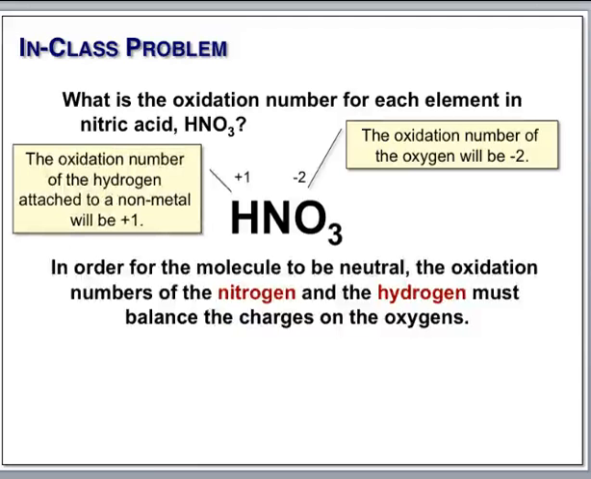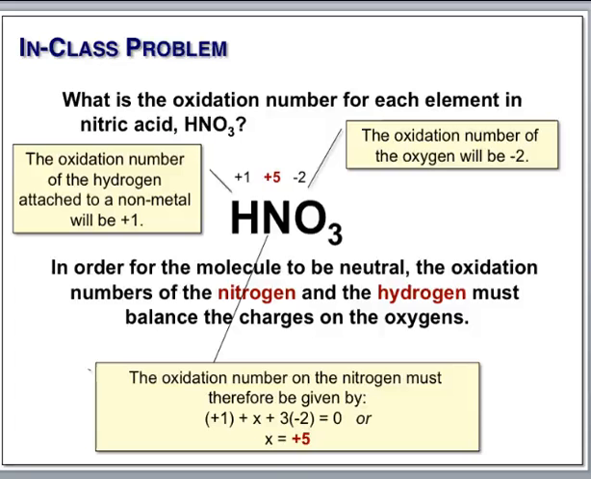So now let's just add up what we've got. We have 6 negatives, 1 positive, right? The whole thing is neutral. That means nitrogen must be +5. Six negatives, 6 positives.